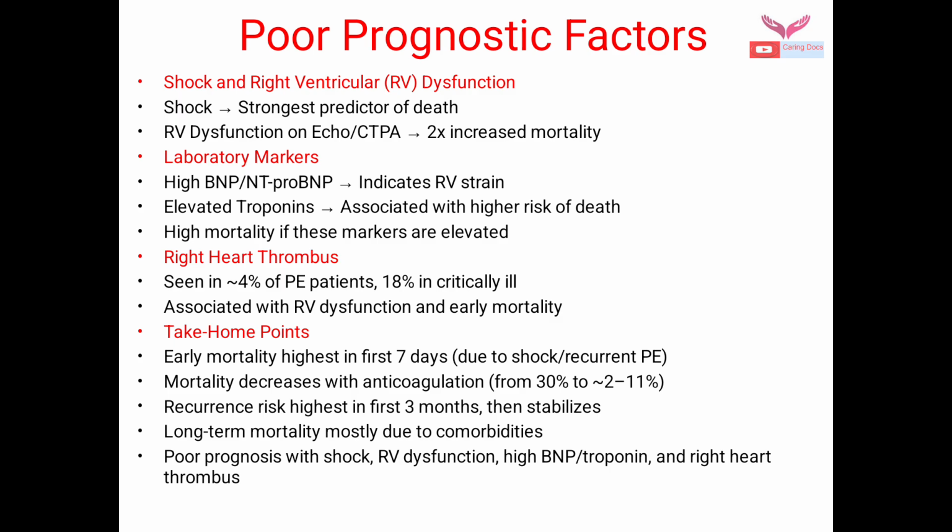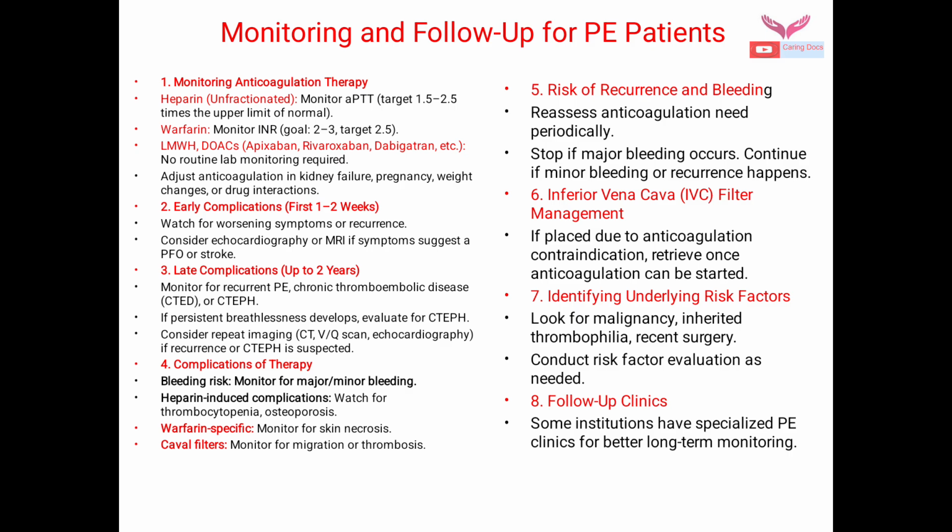Recurrence risk is highest in the first 3 months, then stabilizes. Long-term mortality is mostly due to comorbidities. Poor prognosis is seen with shock, RV dysfunction, high BNP and troponin, and high right heart thrombus. So, monitoring and follow up of the pulmonary embolism patient means monitoring the anticoagulation therapy.